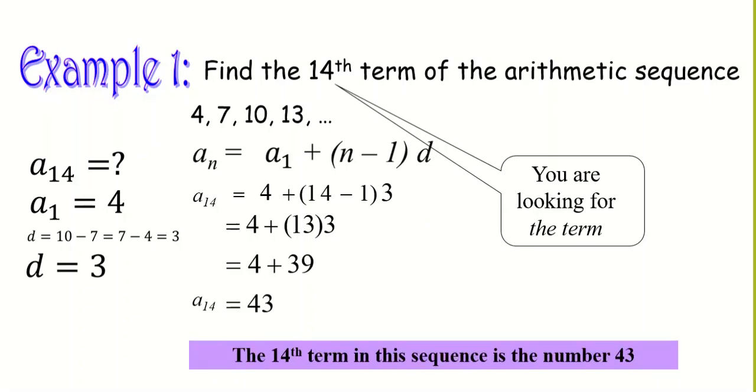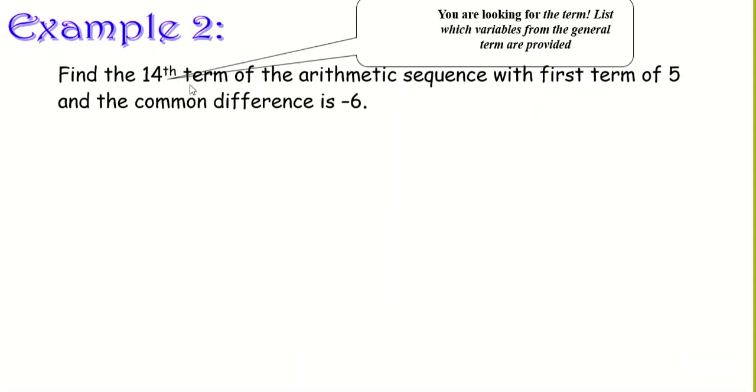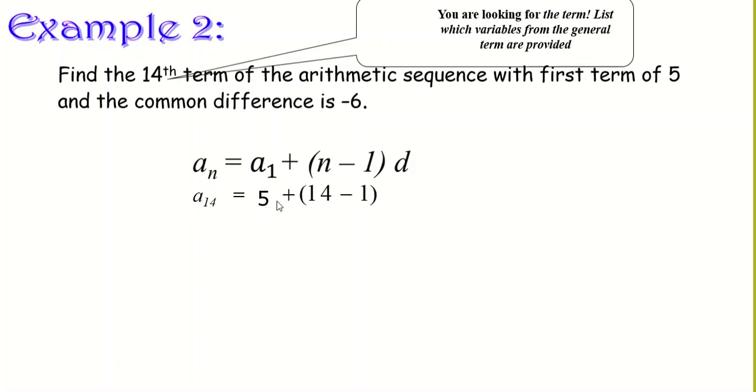Okay? You see? Next. Example number 2. Find the 14th term of the arithmetic sequence with the first term of 5 and the common difference of negative 6. Finding the 14th term means you're looking for a sub 14. So in the formula, a sub n is equal to a sub 1 plus the quantity of n minus 1 times d. Your a sub n will be a sub 14. Your a sub 1 is 5 plus your n here is the same n that you will have here. So 14 minus 1 times your common difference, which is given as negative 6.